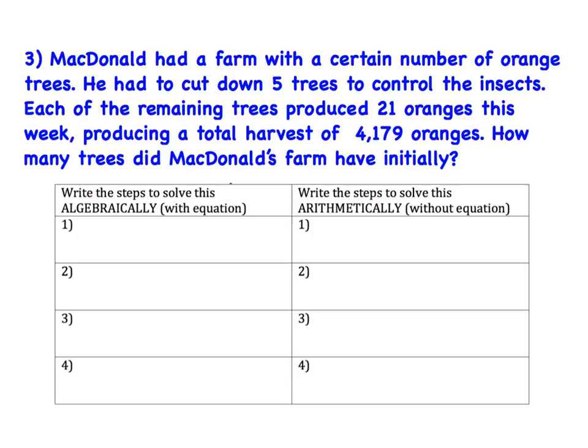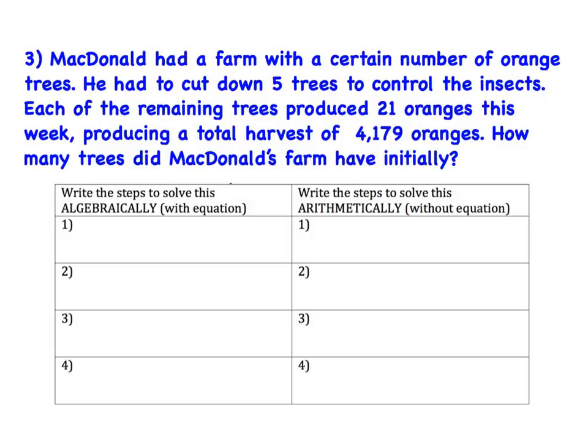Okay, I want you to see if you can figure out an equation for this one as I'm going through. MacDonald had a farm with a certain number of orange trees. He had to cut down 5 trees to control the insects. Each of the remaining trees produced 21 oranges this week, producing a total harvest of 4,179 oranges. How many trees did MacDonald's farm have initially?